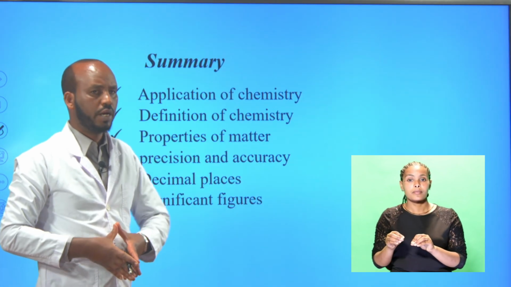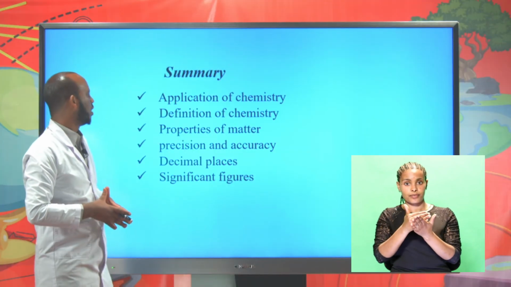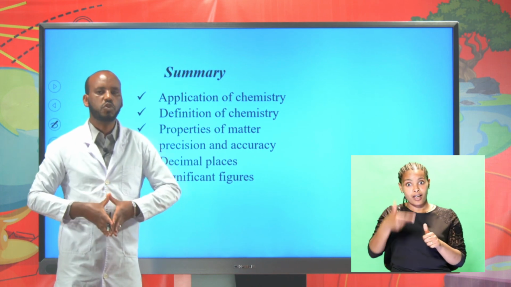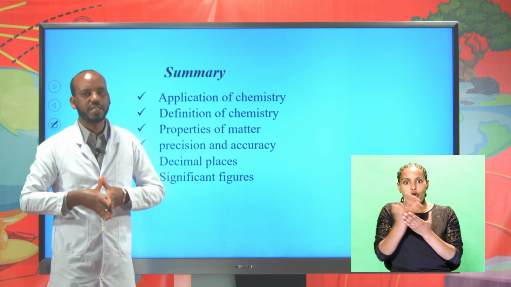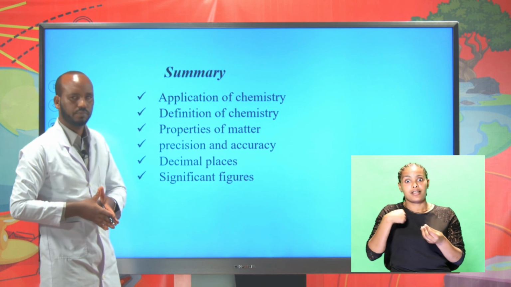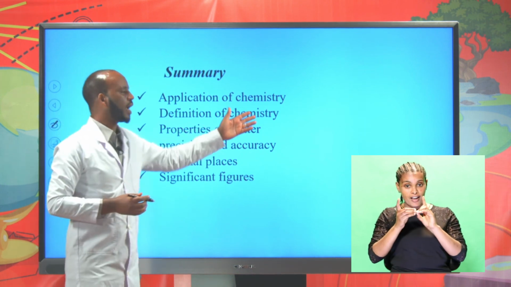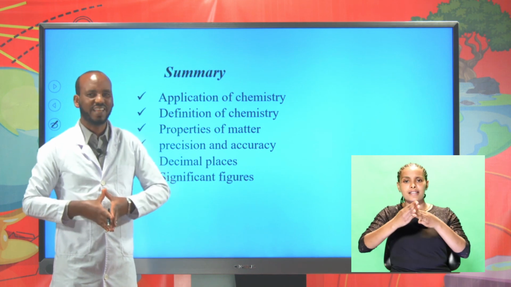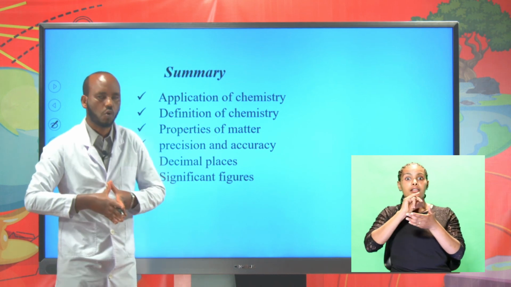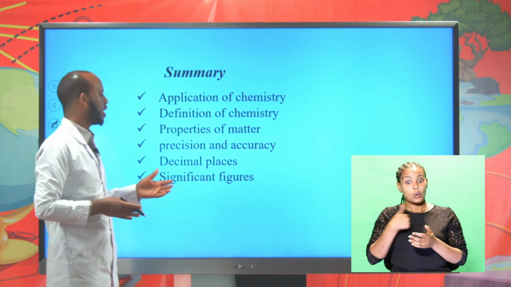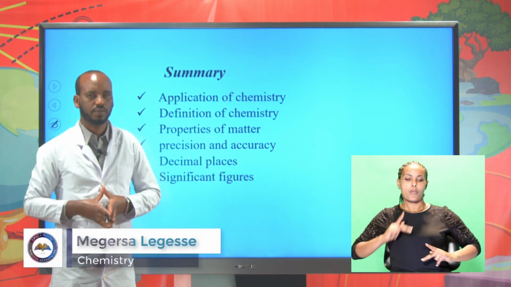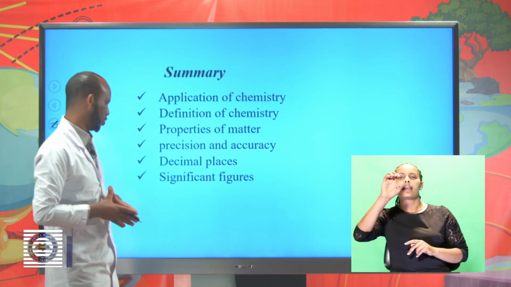Students, in our today's lesson, we discussed applications of chemistry. As we said, chemistry enables us to make all materials around us. We defined chemistry. Chemistry is the science that deals with matter and the changes that it undergoes. We discussed properties of matter. There are two physical properties of matter. These are intensive and extensive properties.